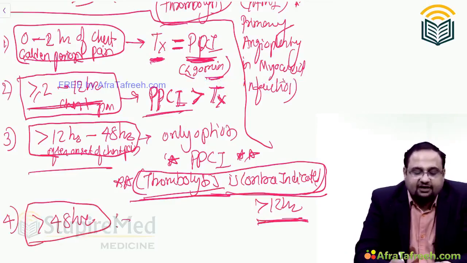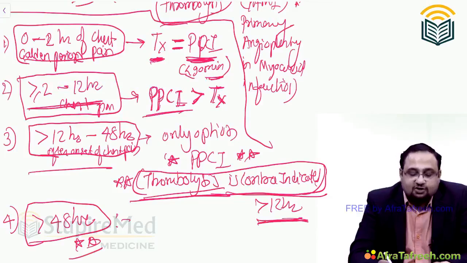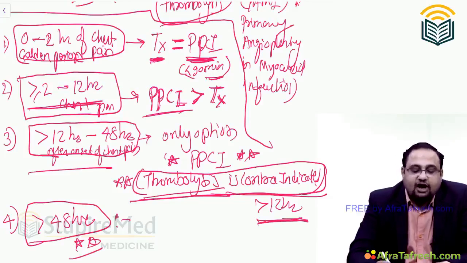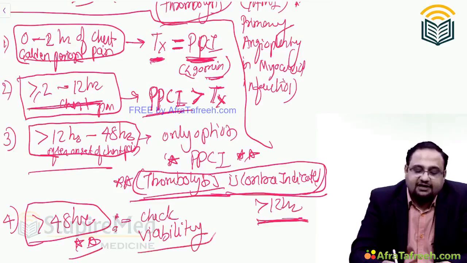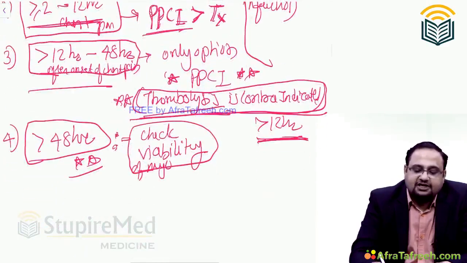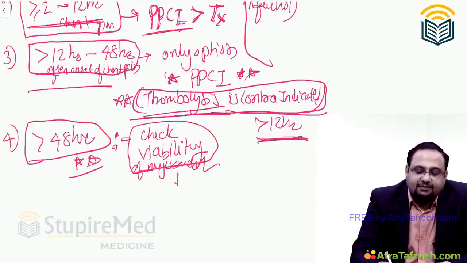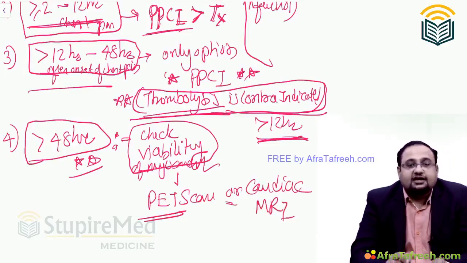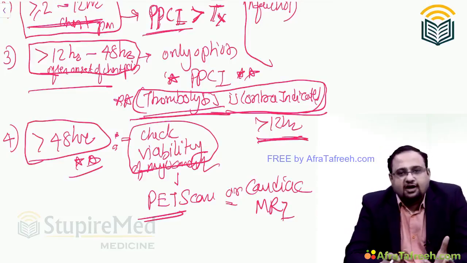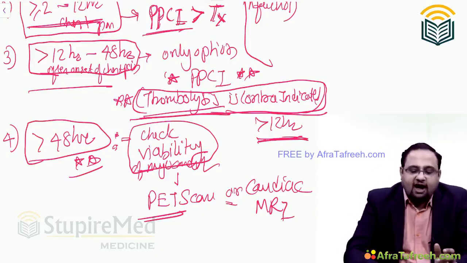Lastly, if the patient comes after more than 48 hours, ऐसे भी कुछ patients हैं, very commonly seen again in the Indian scenario, there is nothing you can do; you first have to check the viability of the myocardium, whether it is dead or viable. How will you check the myocardium viability? Either by PET scan, very important, or by cardiac MRI. You have to check whether the myocardium is viable or not, because more than 48 hours have passed after the occlusion.